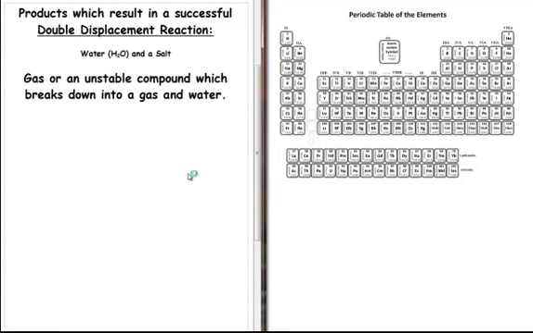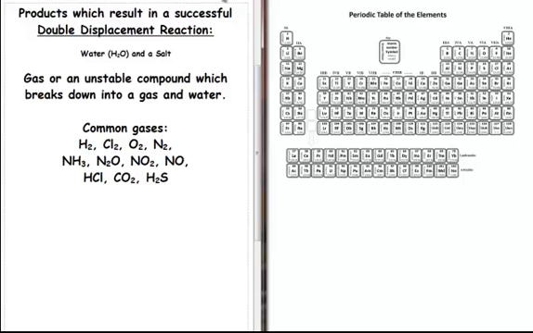You may wonder exactly what is meant by a gas or an unstable compound that breaks down into water and a gas. These are some common gases to look for as products in a successful double displacement reaction. Notice the H2, Cl2, O2, N2. You should recognize those as homonuclear diatomic molecules. There are 8, remember. They always exist in nature bonded with an atom of the same element.